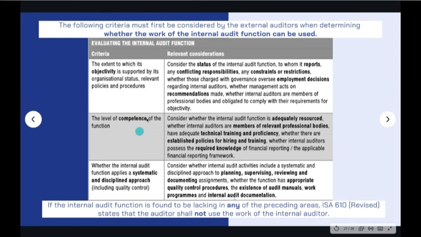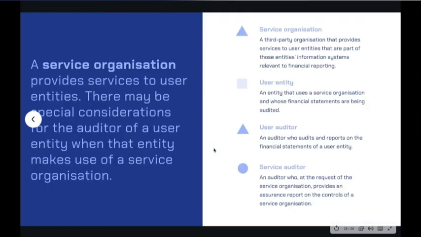So, next one is the service organization. A service organization provides services to user entities. There may be special considerations for the auditor of a user entity when that entity makes use of a service organization. Here I wrote the definitions for key terms. A service organization is a third-party organization that provides services to user entities that are part of those entities' information systems relevant to financial reporting.